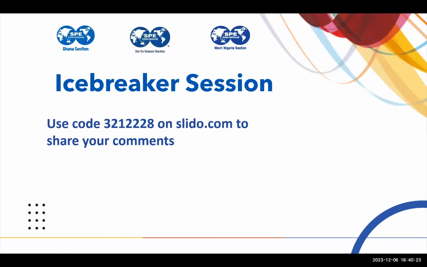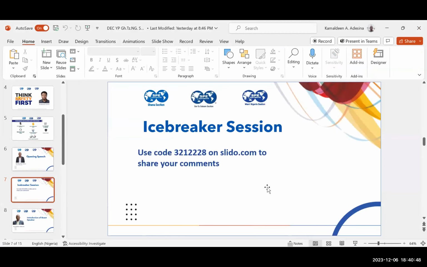Just to lighten the mood a little bit, we are going to be having an icebreaker session. Right on this slide is the code, but I'll be sharing the barcode, which would probably make it much easier for us to join. So it's either you use the code 3212228, or I'll be sharing my screen again for the barcode. There are three questions we have for the icebreaker session, which I'll be displaying shortly.